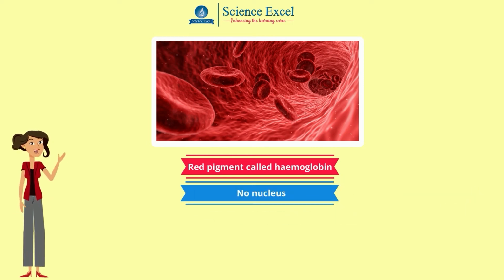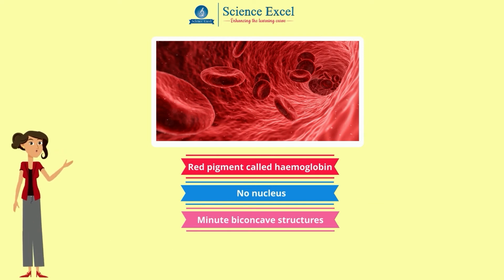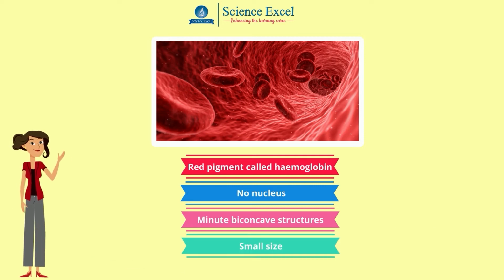They have no nucleus so that they can pack themselves with the maximum amount of hemoglobin to carry as much oxygen as possible. They are minute, biconcave, disc-like structures, flat in the center and thick and rounded at the periphery. This structure provides a large surface area which makes them very efficient in absorbing oxygen. The small size enables the red blood cells to squeeze through even the tiniest capillaries. This means that oxygen can be taken very close to every cell in the body.